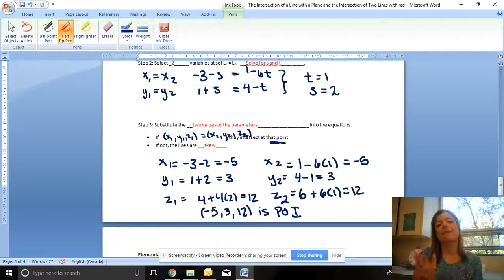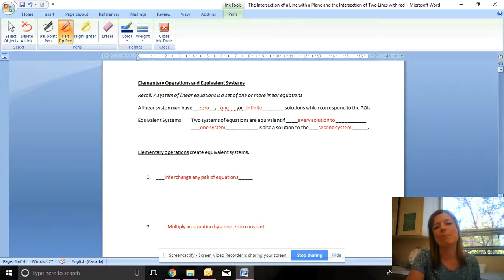If that final point had not been equal, you can conclude they're skew lines, as long as you've already shown that they're not parallel or coincident. One last thing, and this is just getting us set up for solving a bunch of lines together. You'll see it's a lot of fun.